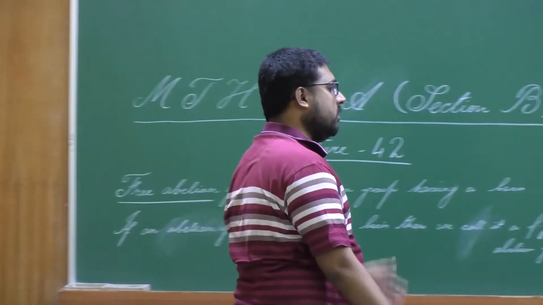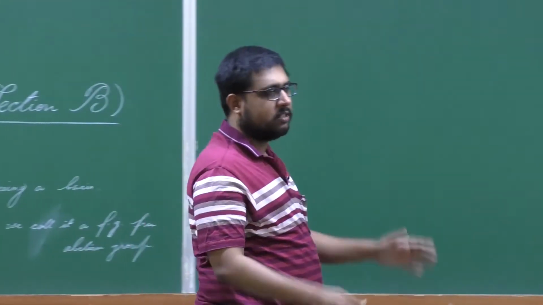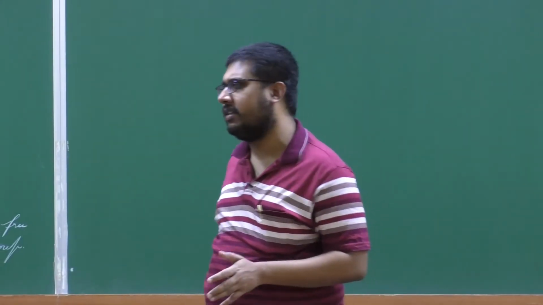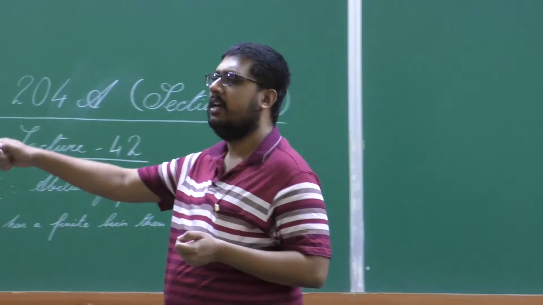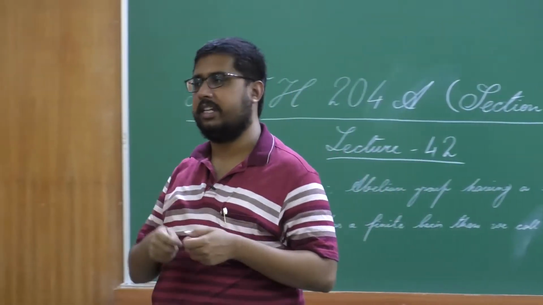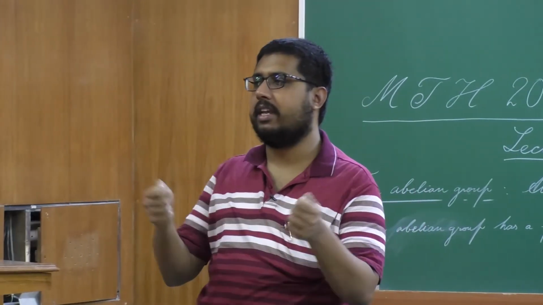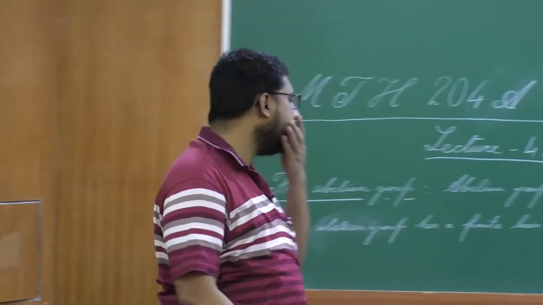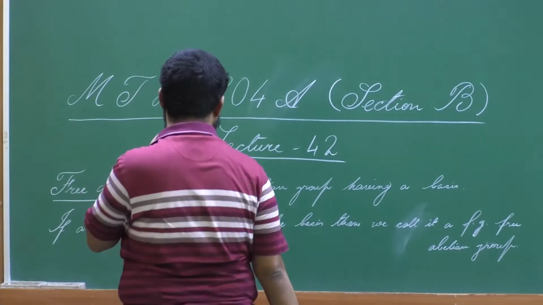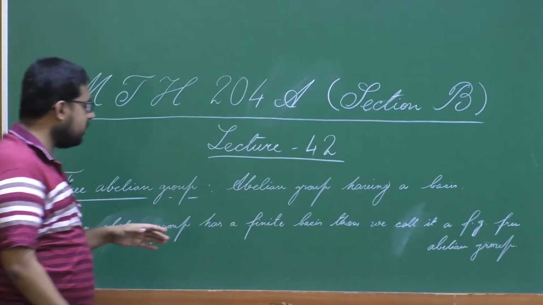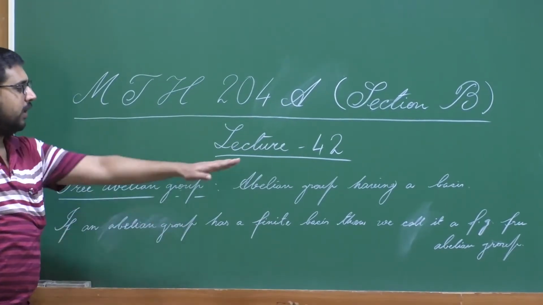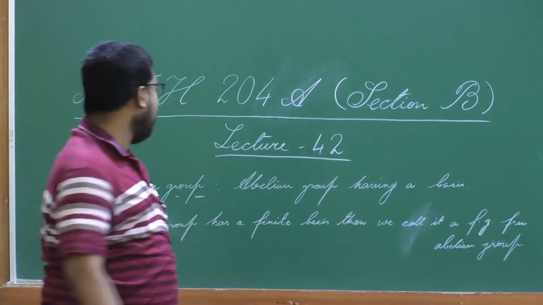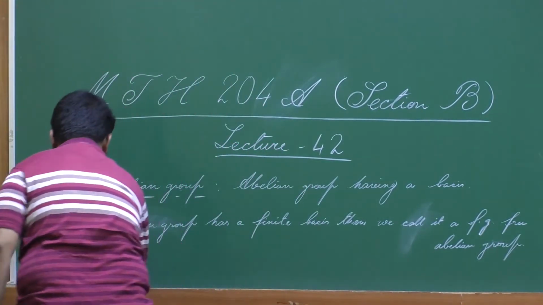The meaning of basis is exactly similar to that of the basis in a vector space: every element in the group can be written as a unique finite integral combination of the basis elements. And if an abelian group admits a basis which is finite, then we call it a finitely generated abelian group. Examples we have already seen.